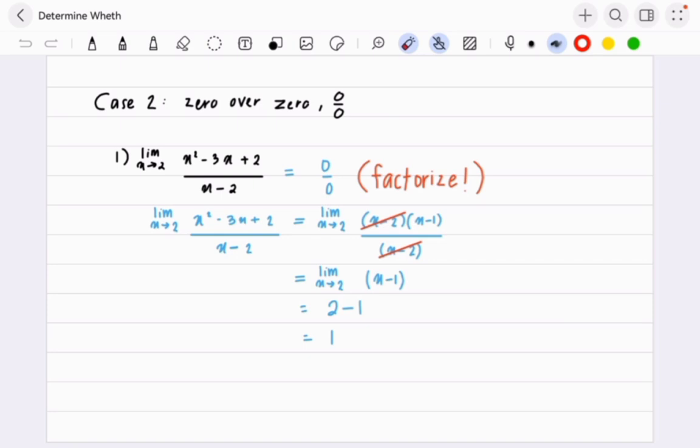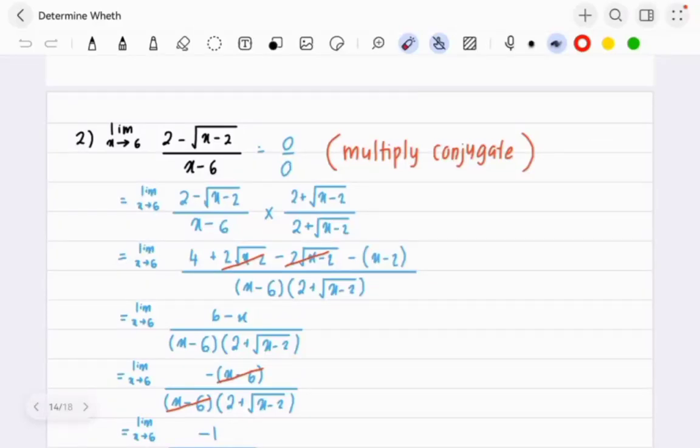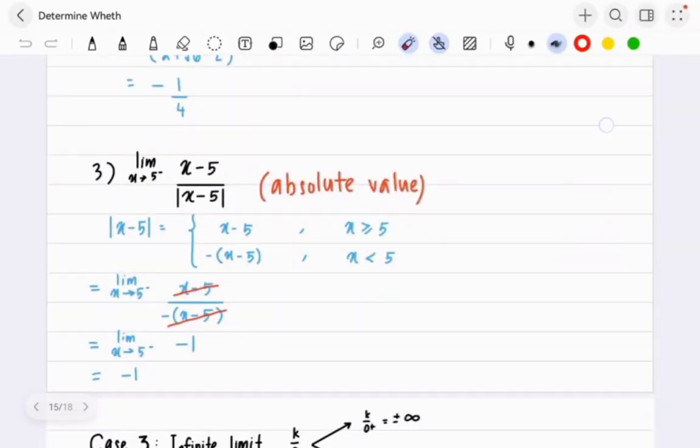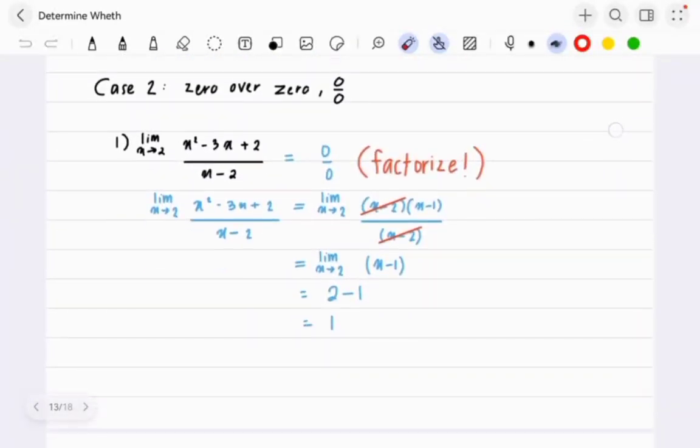Okay, so for the next case, case 2, 0 over 0, I divide it into 3 subcases, which are factorize, multiply conjugate, and also absolute value. So we're going to go through them one by one together. So the first one.